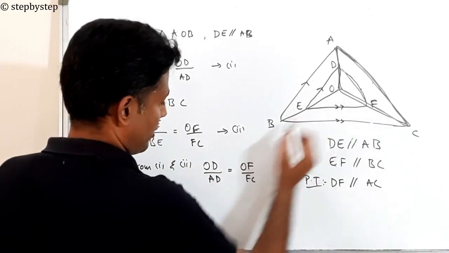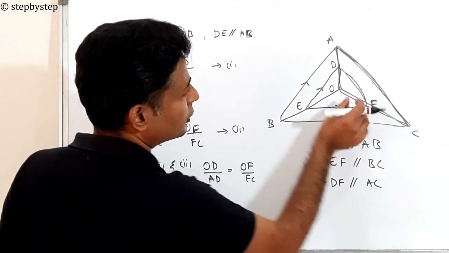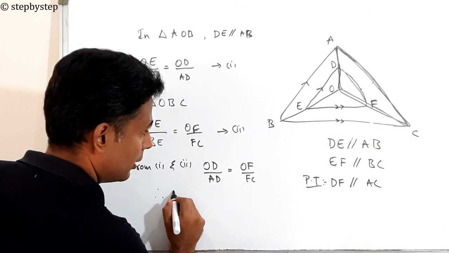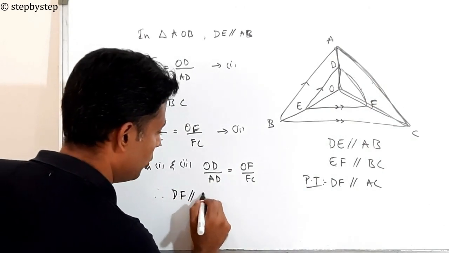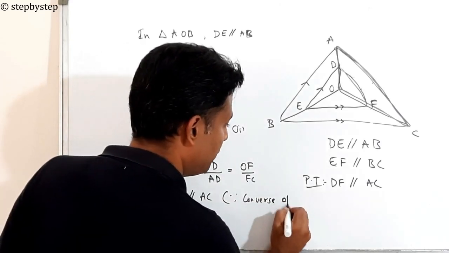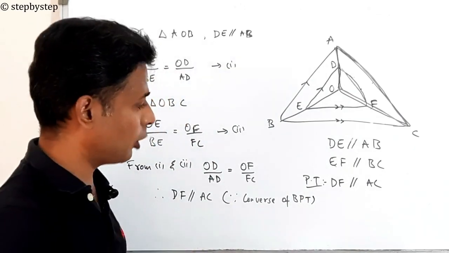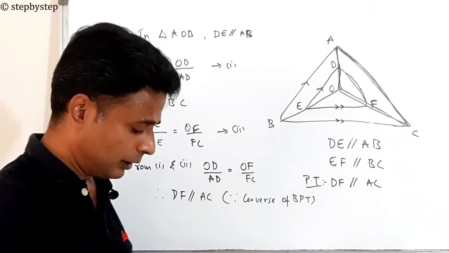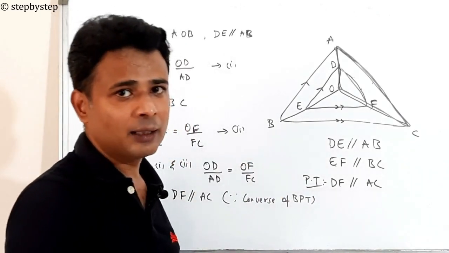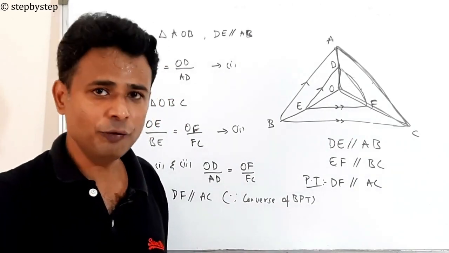Now let's see. OD by AD is equal to OF by FC. So we got this by this equal to this by this. Therefore, DF is parallel to AC. What is the reason? Converse of BPT. Be careful when giving the reason. You need to know whether it's converse of BPT or BPT. When will you say the reason is BPT? If they have told you the lines are parallel. If you have to prove lines are parallel, it means you have to use the converse of BPT.